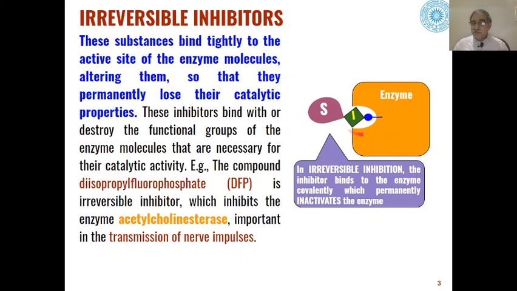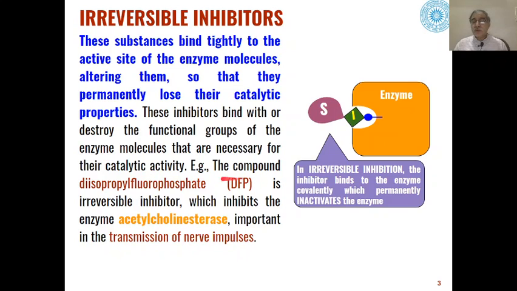For example, if this is the active site of the enzyme, then the inhibitor will bind covalently to this active site of the enzyme so that the substrate cannot interact with the enzyme, and therefore this will permanently inactivate the enzyme for conversion of this substrate into the product. So that is why these types of inhibitors are called irreversible inhibitors.